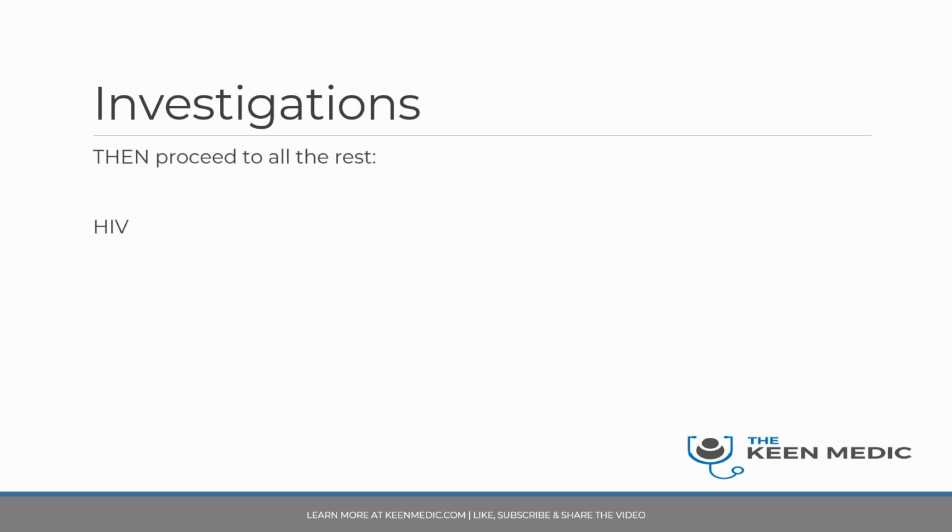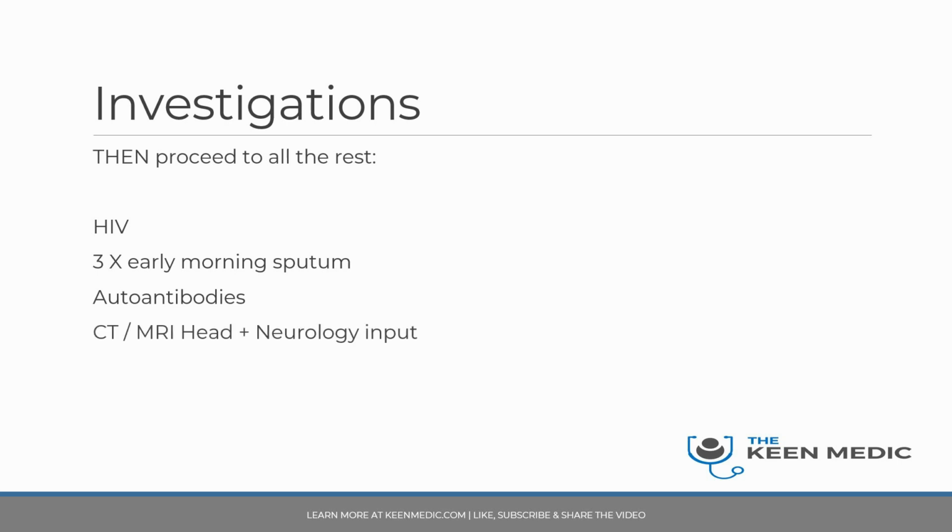So this would be HIV, your early morning sample for sputum to look for TB, and also autoantibodies for your connective tissue diseases. And finally, CT or MRI of the head with or without neurology input, depending on what you're thinking. Like, for example, depression and dementia. The psychiatric team would always want a scan of some kind before you ask for their input, to rule out any organic causes if you think they've got weight loss due to a psych cause, okay?